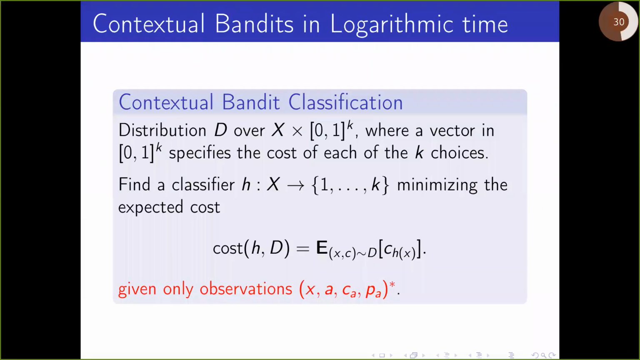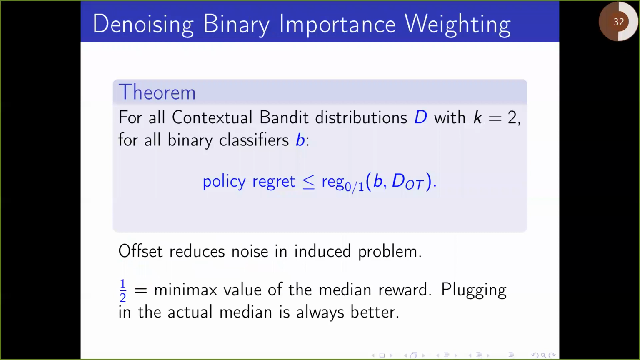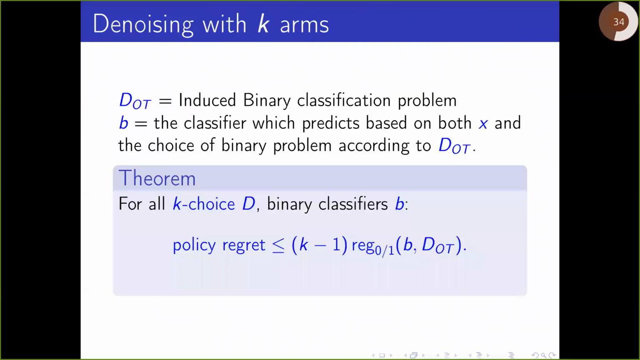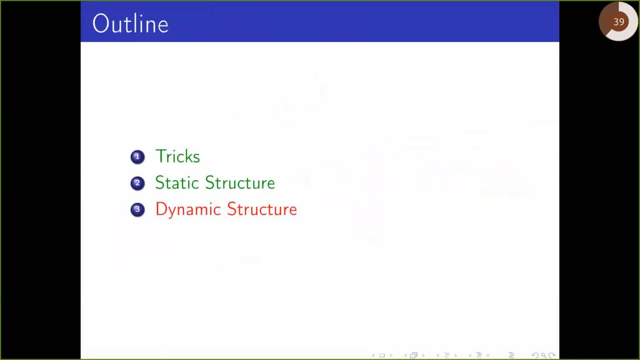Okay, so let's talk about contextual advantage for a moment. Actually, let's not. I'll leave this for later. There's a trick very similar to the filter tree for doing this with contextual bandits. I want to spend time talking about actually learning the structure. So let's skip this for the moment. Okay. So dynamic structure.